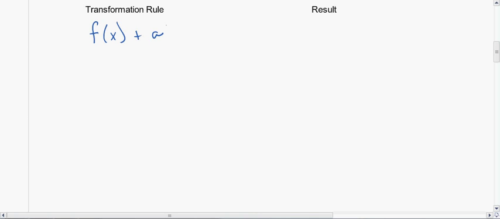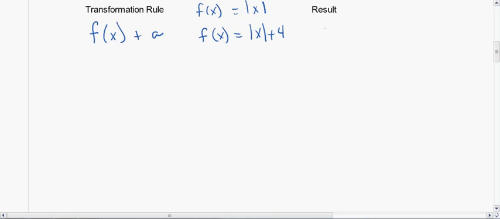So this is outside the function. An example of that would be if my parent function is the absolute value function, and I'm going to use that as my parent for all of our cataloging. If my absolute value function is the parent function, I could add something to that. So we'll add 4. It would look like this, the absolute value of x plus 4.